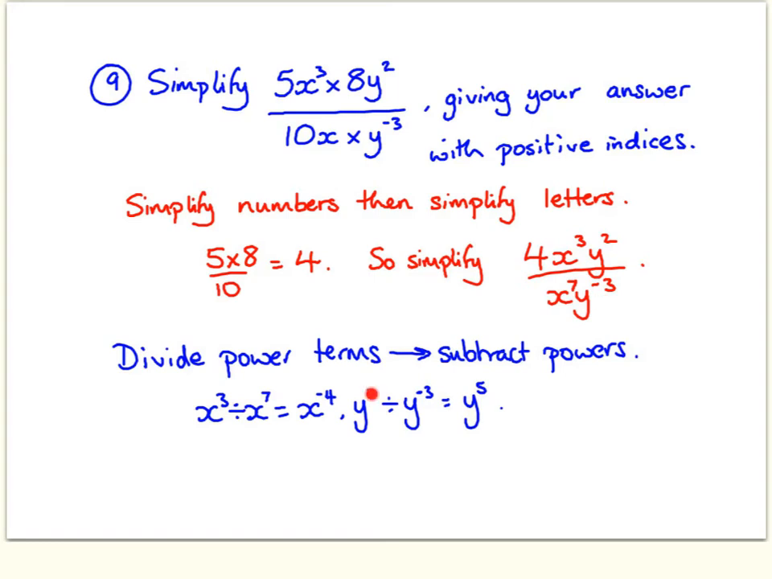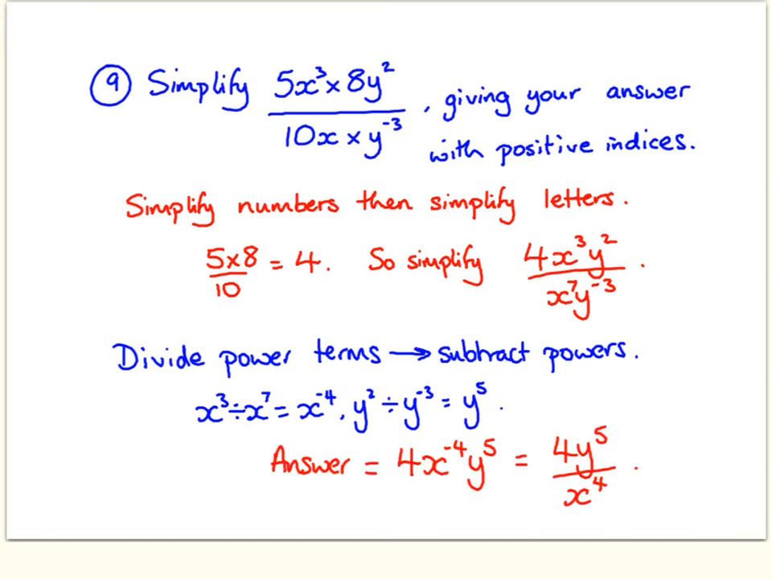So that's going to be 2 take away minus 3, and remember, taking away a minus means it's adding, so 2 plus 3 is why you've got the 5 there. Okay, so the answer will look like this. If you've got a negative power, it goes on the bottom and becomes positive. So the whole number is still there, that's 4, y to the 5 stays on the top, x to the minus 4 goes to the bottom and makes x to the plus 4.